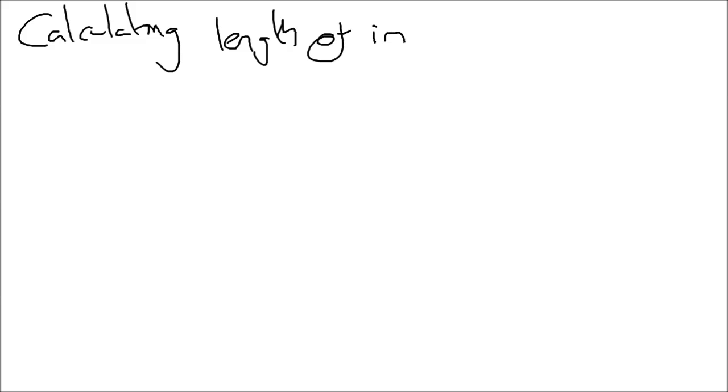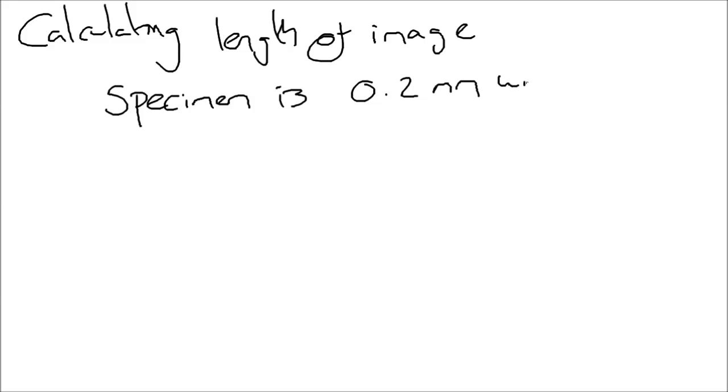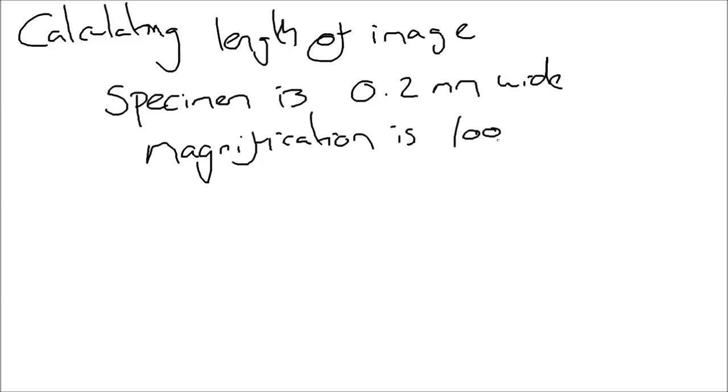So the last example we're going to do is calculating the length of the image. To calculate the length of the image, we're going to need the length of the specimen and the magnification. So if we say that the specimen is 0.2 millimeters wide, and the magnification is going to be 100. Again, if you want to try and work out the calculation, then just stop the video now and then come back to it.